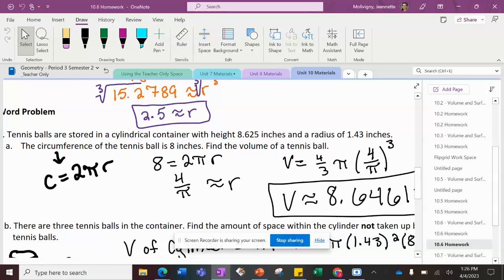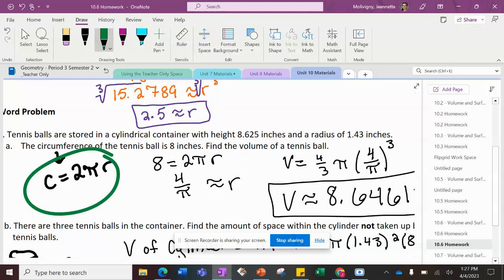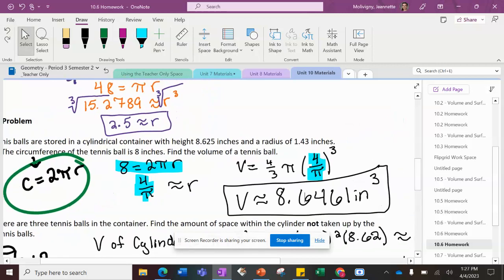In part A, they give us the circumference of the tennis balls is 8 inches, and they want us to find the volume. The formula for circumference is just 2 pi r. So if we need to find the radius of the tennis ball, we plug in what we know. We know the circumference is 8, so we put 8 equals 2 pi r and solve for r. When you divide both sides by 2 pi, you're left with 4 over pi as the radius, which is what we then plug into our volume formula. That will give us the volume of the tennis balls.